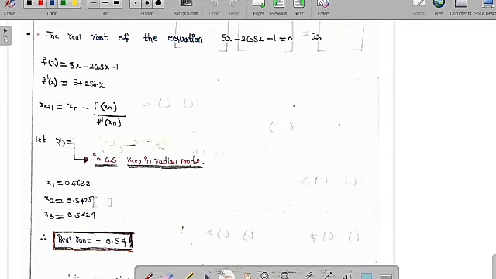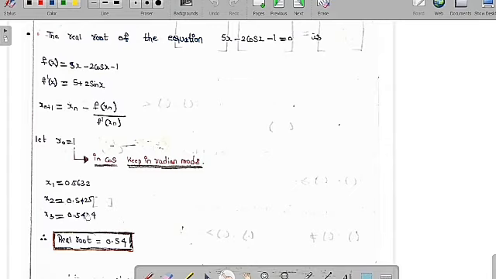Now I am going to keep an initial guess, x0 is equal to 1. In cos, keep in radian mode. Always you have to keep it in radian mode inside it. Therefore you are going to get x1 like this, x2 like this, and x3.